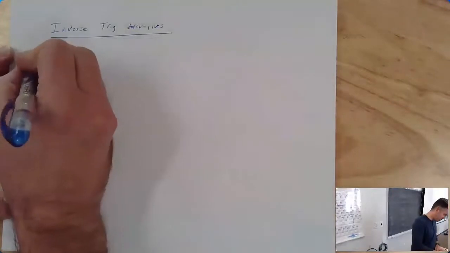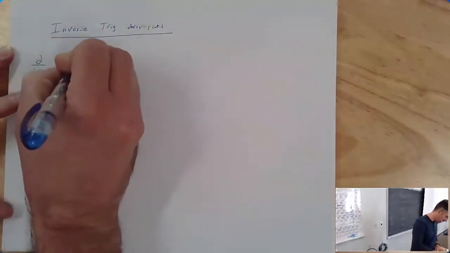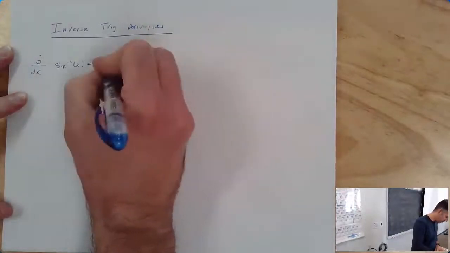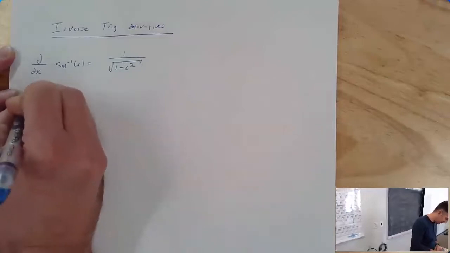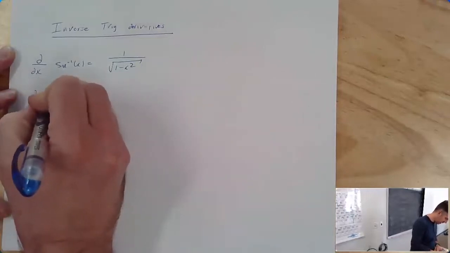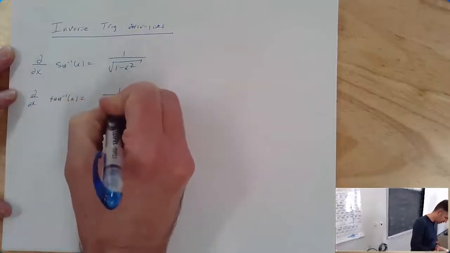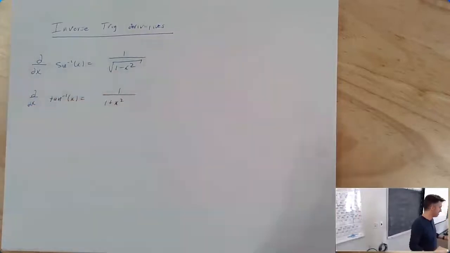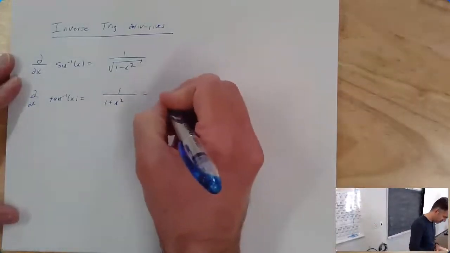I'll remind everybody of the three that you need to know. The derivative of the inverse sine of x is 1 over the square root of 1 minus x squared. The derivative of the inverse tangent of x is 1 over 1 plus x squared, or x squared plus 1, either way you want to write it. It doesn't really matter, right? Same deal.